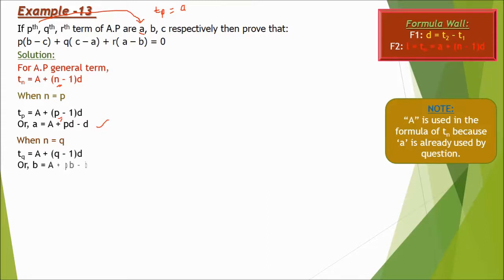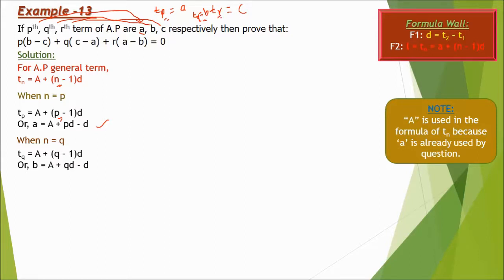Similarly, when n is equal to q, Tq is A plus q minus 1 times D, and Tq will be replaced by b. Now you can see the qth term is b and the rth term is c. So Tr will be replaced by c. The value of Tr is c and the value of Tq is b.